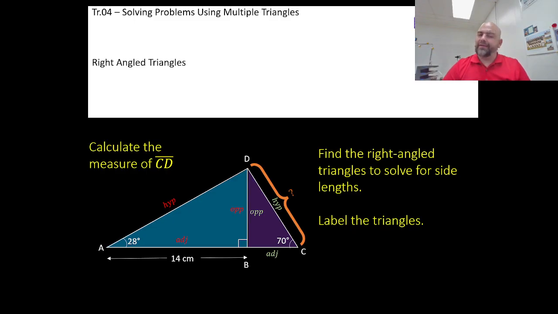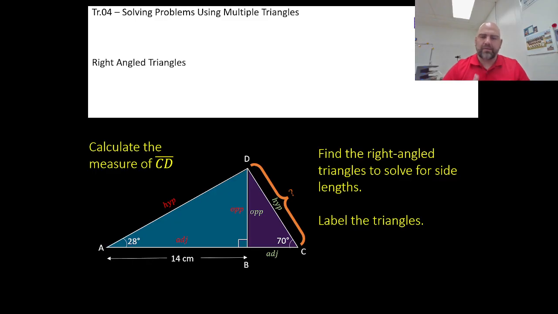Also be aware that the 14 centimeters on the bottom is only for the blue triangle. It's not for the entire thing. We need to know that it's only for the blue triangle, which does help us out in some ways so that we don't get confused by the whole thing.